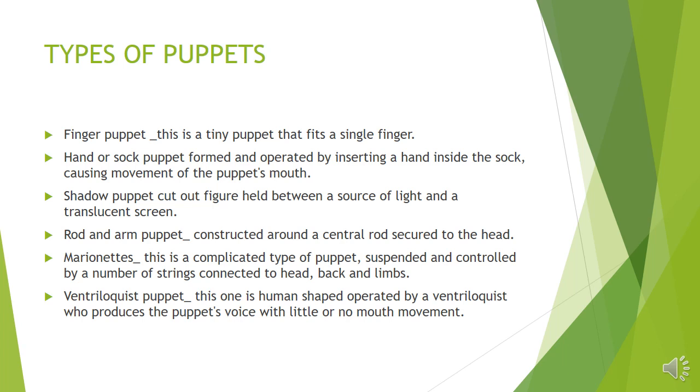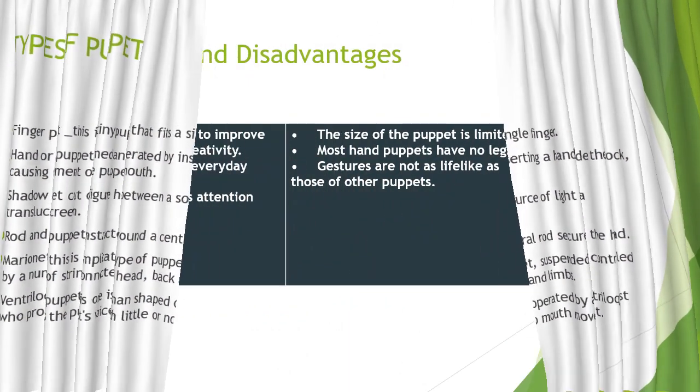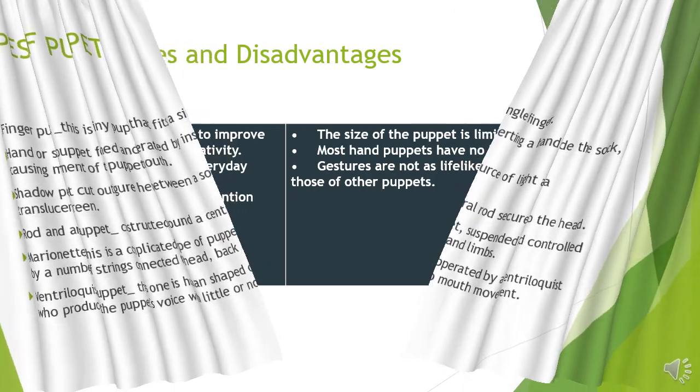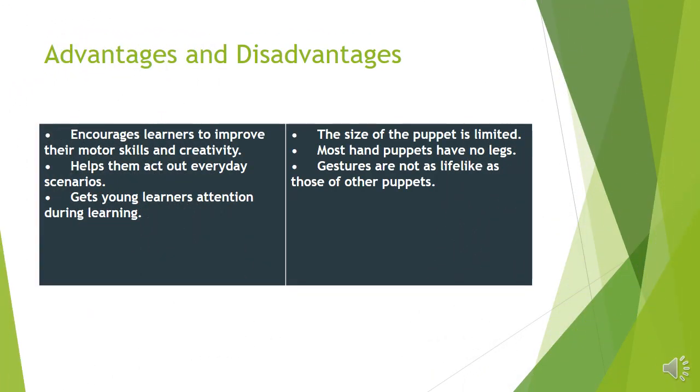And then we have the ventriloquist puppet. This one is human shaped, operated by a ventriloquist who produces the puppet's voice with little or no mouth movement. And then we are at the last part of our lesson. We have the advantages and disadvantages.